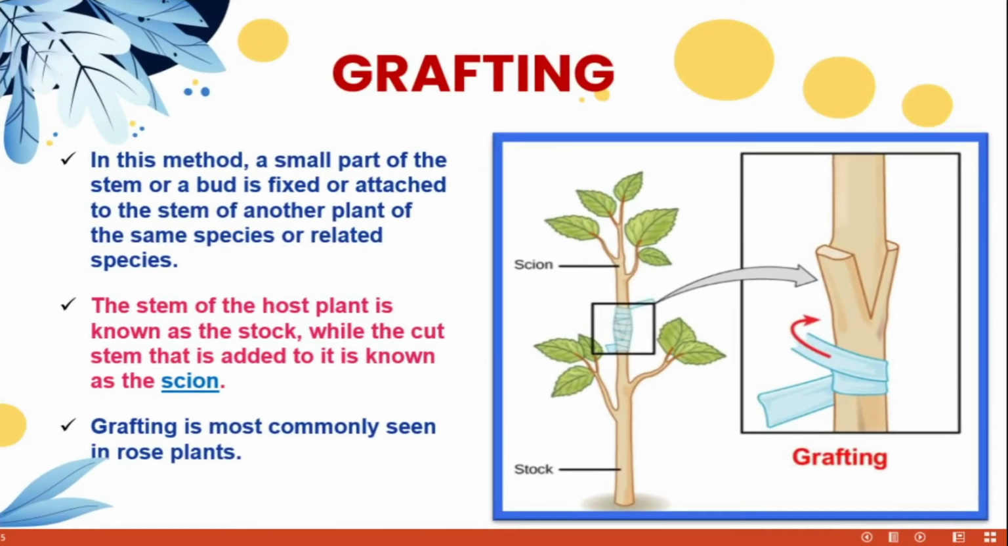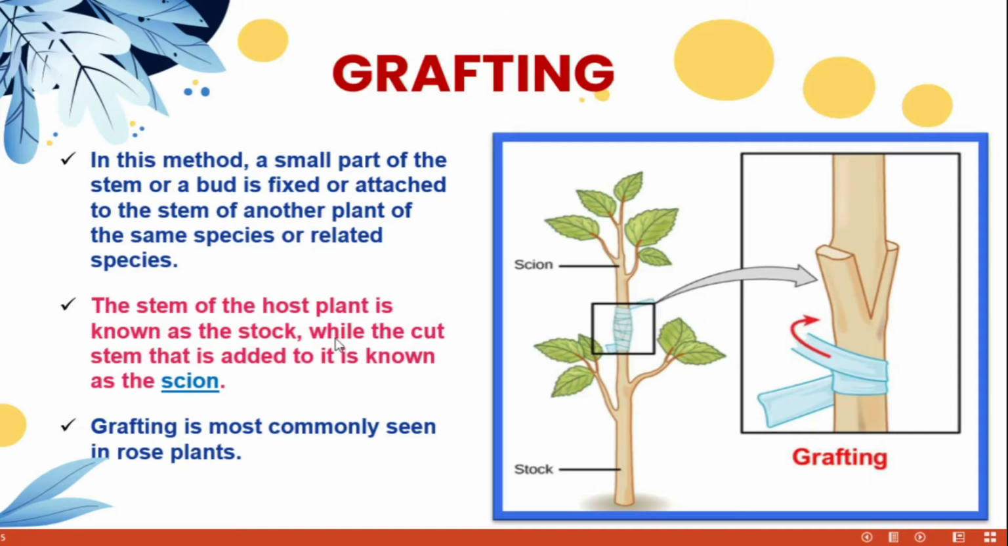Next, grafting. So what is grafting? In this method, a small part of the stem or a bud is fixed or attached to the stem of another plant of the same species. Here, same species is very, very important. We should not use different species. We should be doing the same or related species.